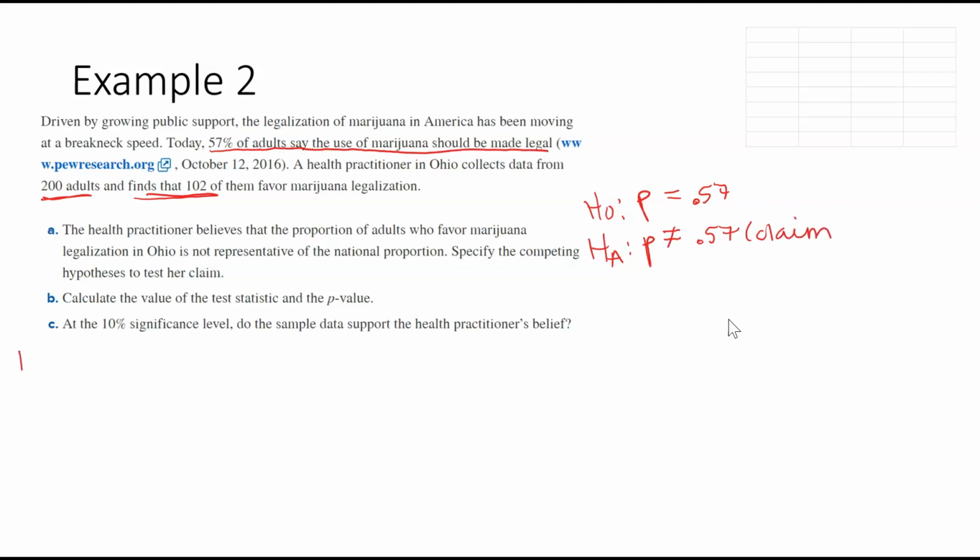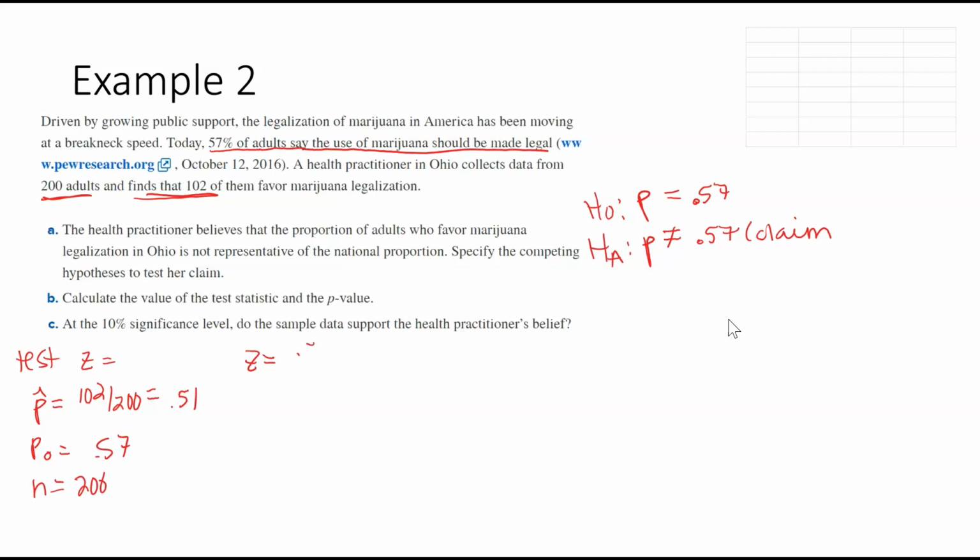So for the test statistic, our test Z, we need our sample proportion. Our sample proportion is 102 out of 200. When we calculate 102 out of 200, we get 0.51. And then our p in question, our proportion in question, is 0.57, and n is equal to how many people? 200.